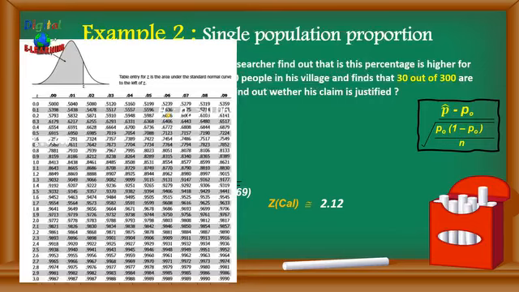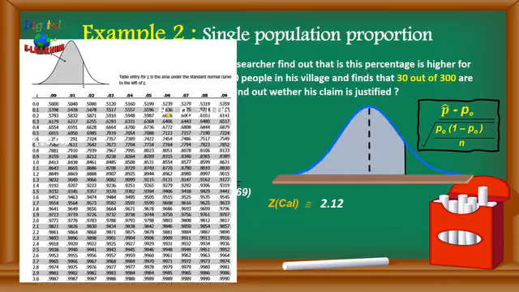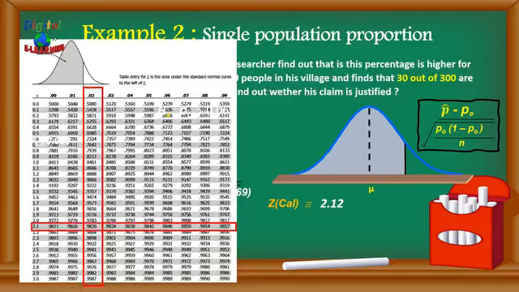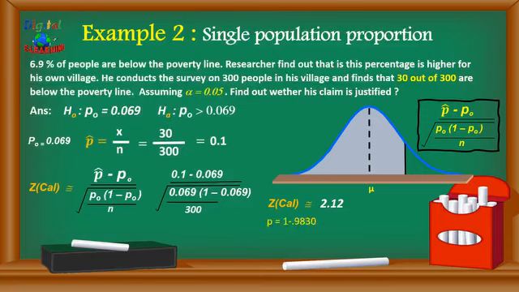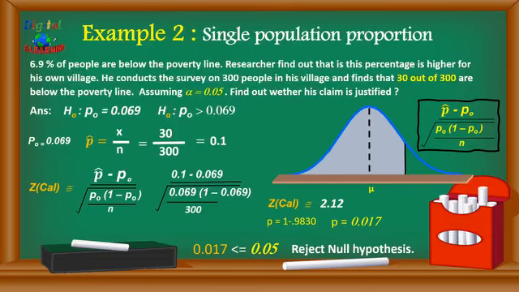We go back to the Z table, but first let us plot this on the normal distribution curve. In the Z table, we'll find out 2.12, which comes at the intersection of 2.1 and 0.002. We get 0.9830. Since the area under the curve is 1, we subtract it from 1. So we get P as 0.017. Since this 0.017 is less than 0.05, that is the significance level alpha, we reject the null hypothesis in this case.